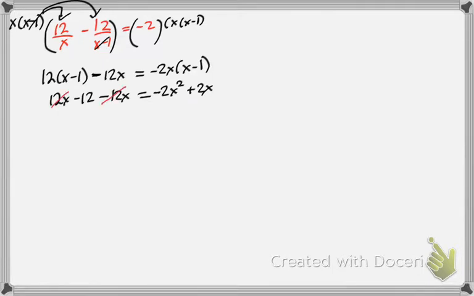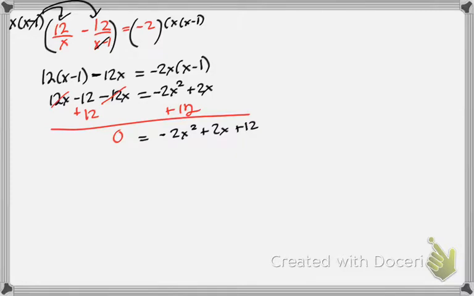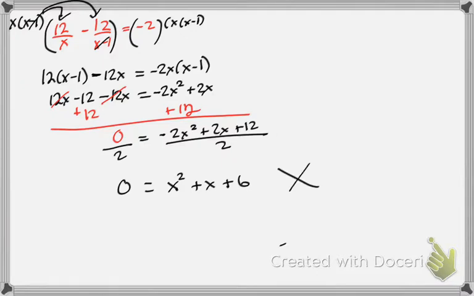Notice these two will cancel each other out, and so the other one I'm going to add 12 to both sides. I'm putting that in standard form. I end up with negative 2x squared plus 2x plus 12. I'm going to divide both sides by 2. I could have factored a 2, but I'm choosing to divide. I don't want that dangling 2. I get 0 equals x squared plus x plus 6. So what multiplies to 6 and adds to 1? 2 and a 3. And we get x plus 3 times the quantity of x plus 2.